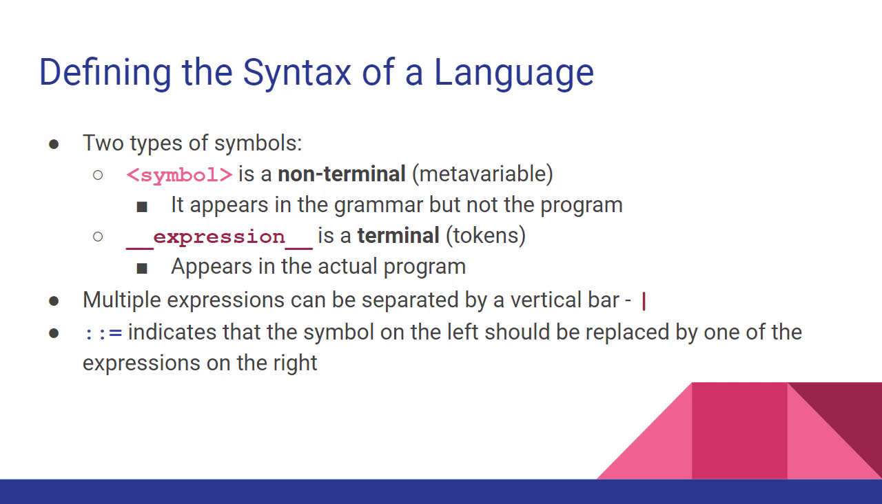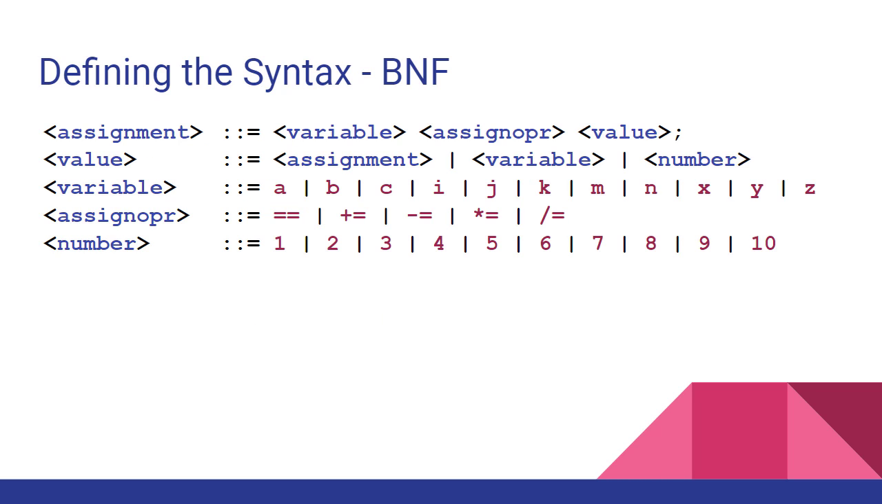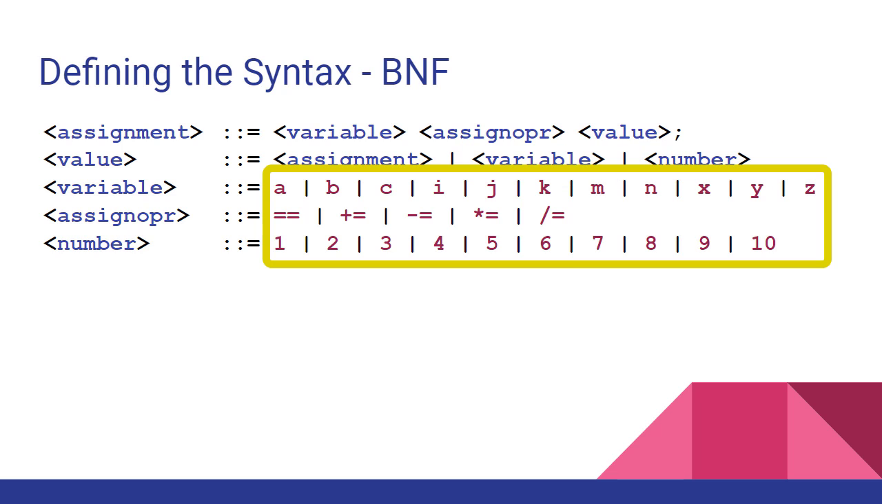Now, if we have multiple expressions that we want to correspond to a symbol, we can separate those with a vertical bar. The way it works is we replace each symbol on the left with one of the expressions that are on the right. Here's an example BNF that describes the syntax for some assignment. An assignment, as you can see, is a variable followed by an assignment operator, followed by a value, followed by a semicolon. Now the value is either an assignment or it's a variable or it's a number. You can have non-terminals on both sides. And then our variables, assignment operators, and numbers are defined as you see there.